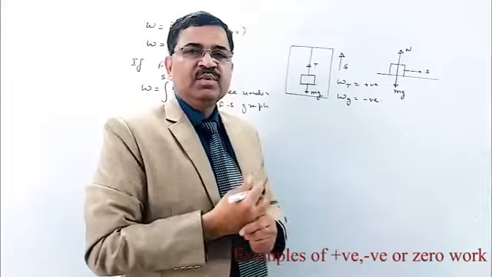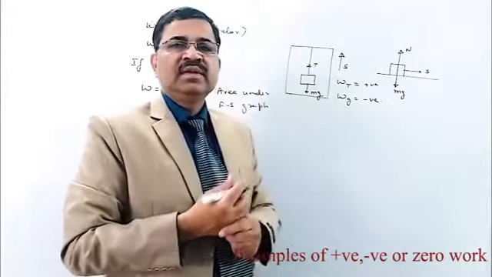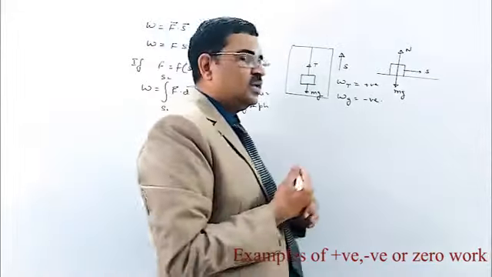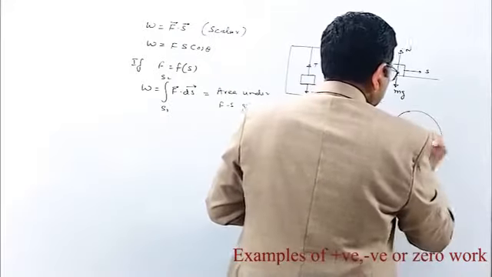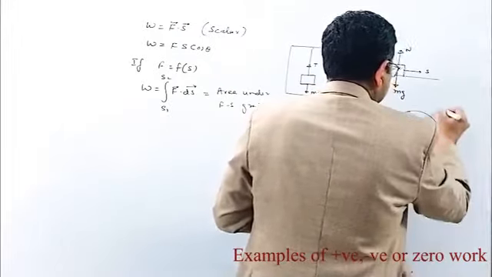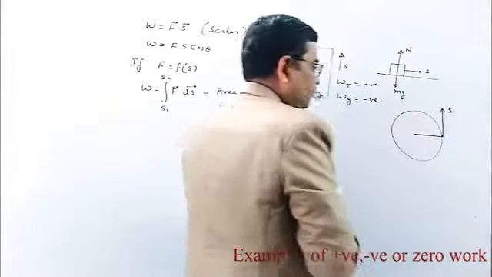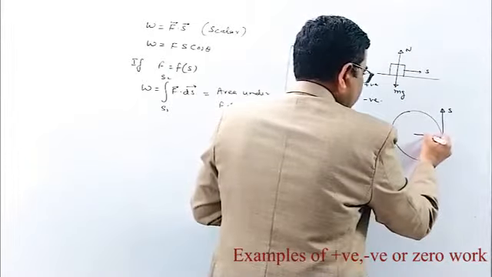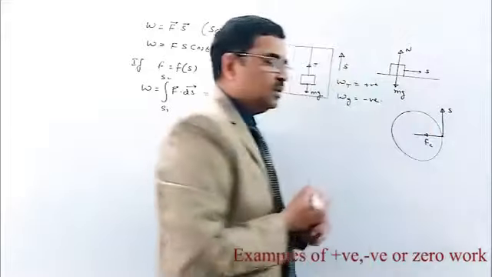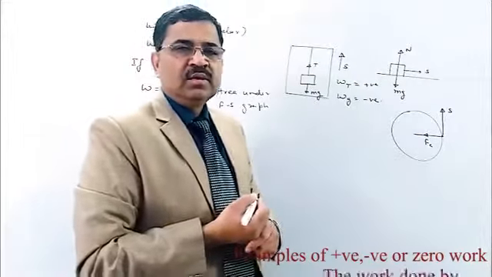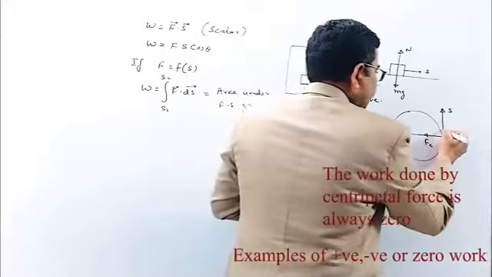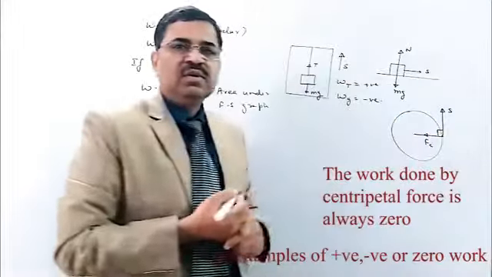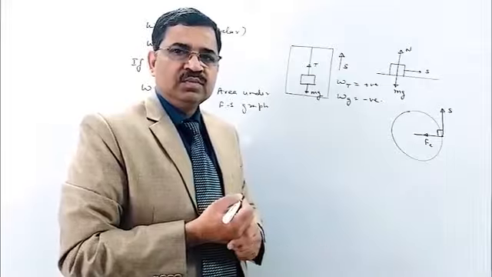Another important example of zero work done is the work done by the centripetal force during circular motion. Now when a body is in circular motion, its instantaneous displacement is given by the tangent, whereas its centripetal force is given along the radius towards the center. Now the angle between the centripetal force and displacement is 90 degrees. Therefore the work done by this force will be 0.